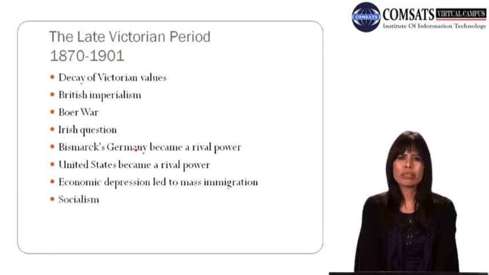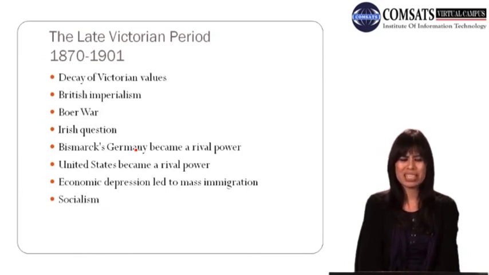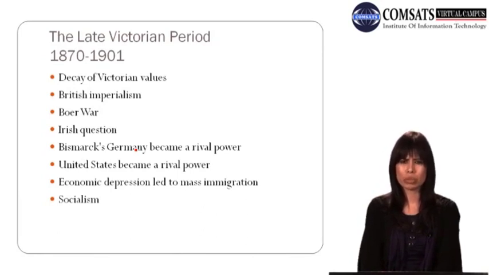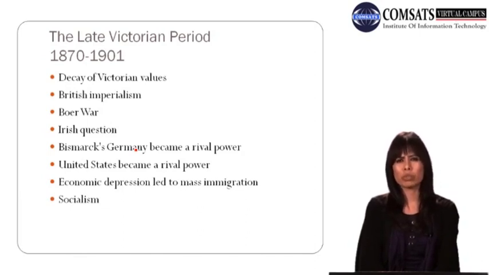Victorian values which they had set before this later half, you could see these are failing here in the later Victorian period. And then economic depression leads to mass immigration as well. People started migrating to other countries or to other cities, and there is a problem of socialism.